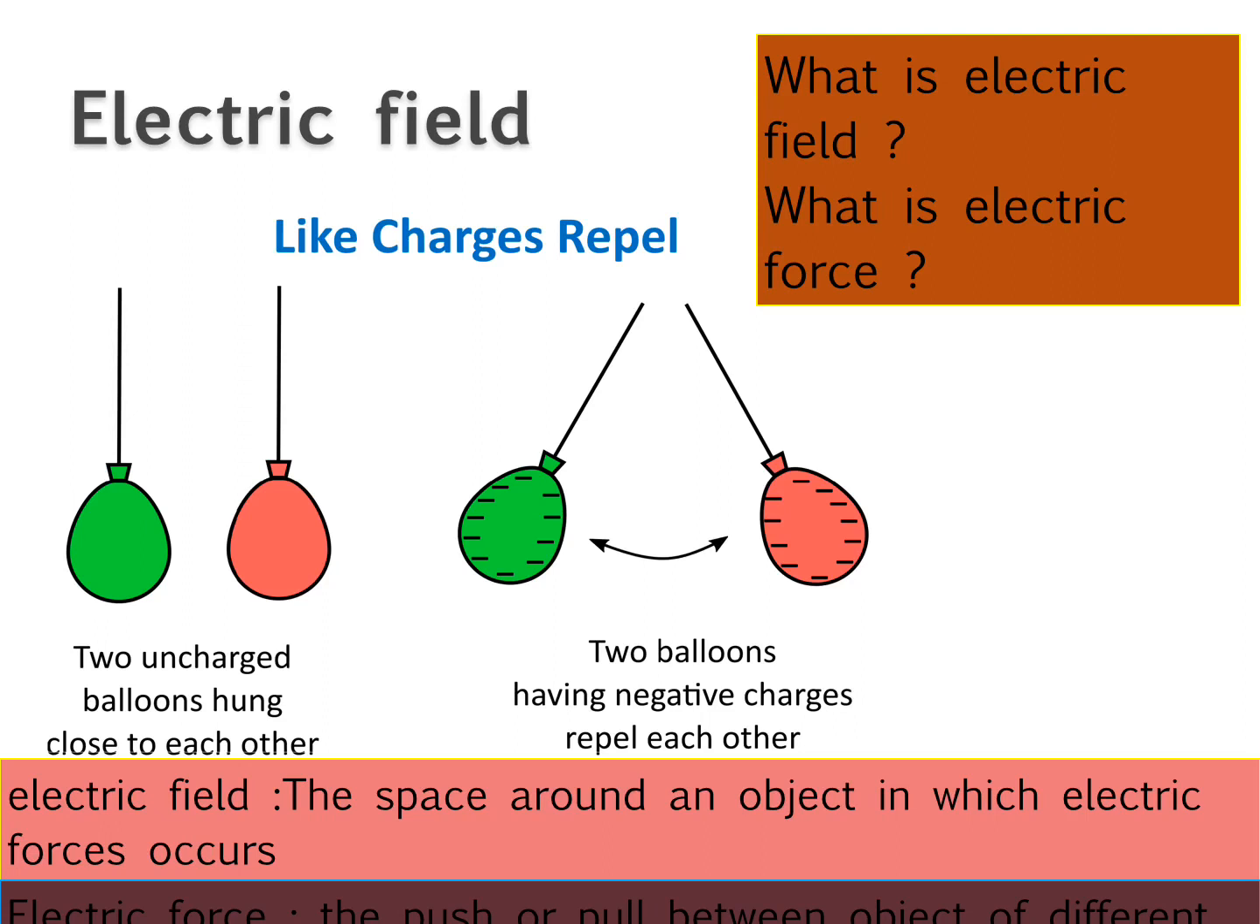What about the pictures of the balloons? The pictures here show the electric field of two pairs of balloons. One pair has no charge at all, so the two balloons actually hang close to each other. What if the two balloons have the same charge? The two balloons having negative charge repel each other.